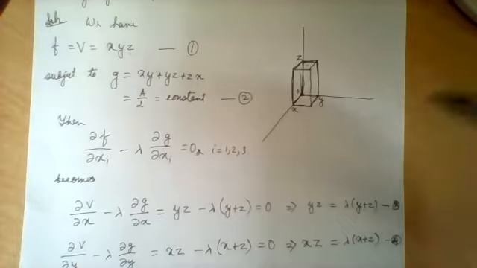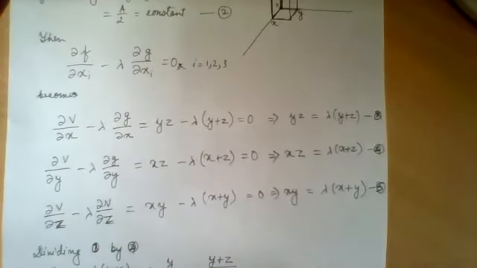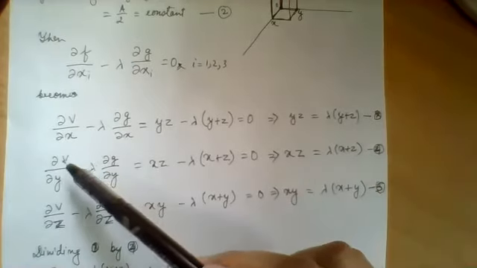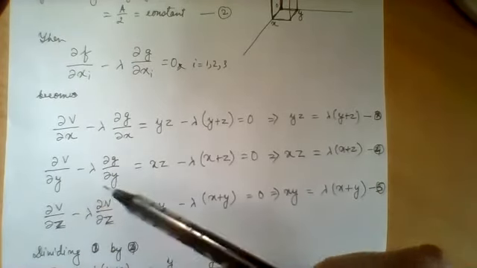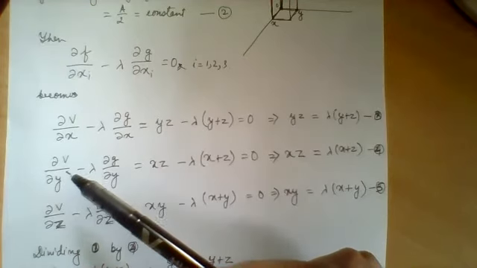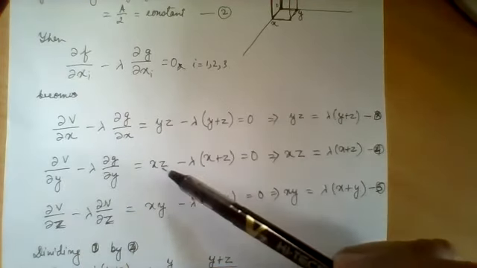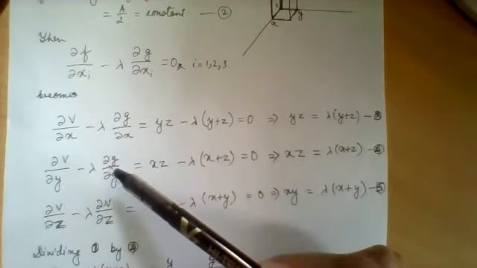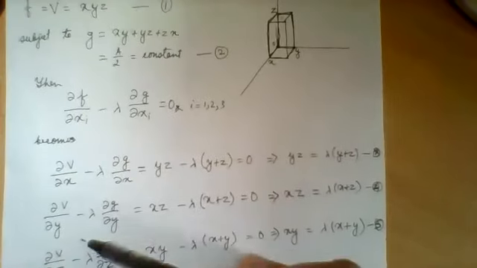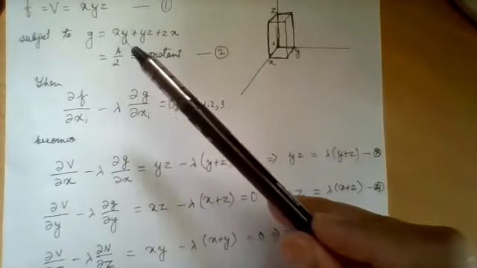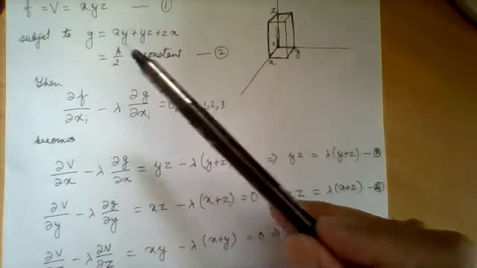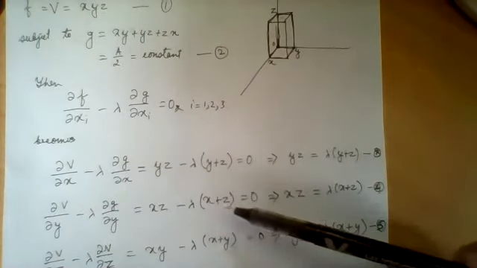Next, we differentiate v with respect to y. V is xyz, so partial differentiation with respect to y gives you xz, and del g by del y: if you differentiate this partially with respect to y, you get x plus z.